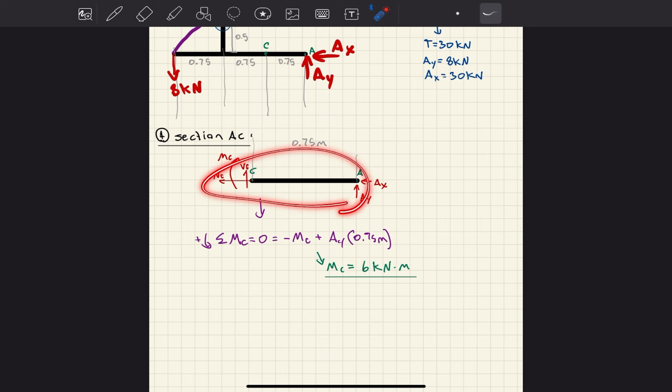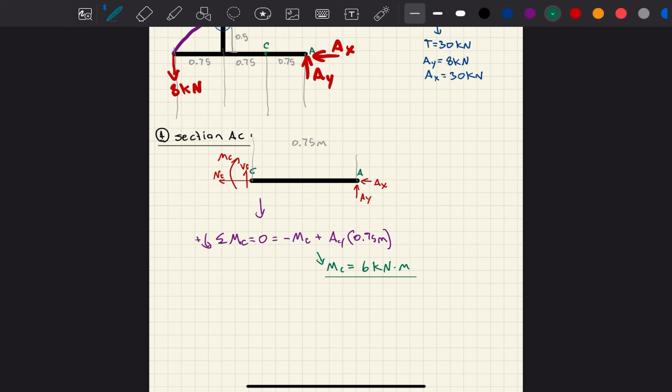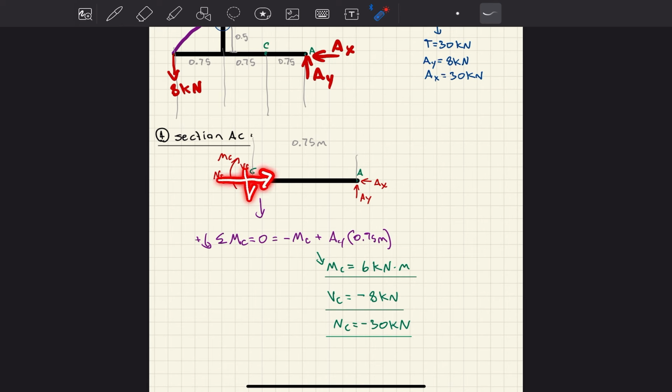And from this, all you have to do is take sum of forces in the y direction, sum of forces in the x direction to find VC and NC. And if you do that, you're going to get that VC is equal to negative 8 kilonewtons, and NC is equal to negative 30 kilonewtons. Basically, since it's negative, it actually means VC acts like this and NC acts like this.